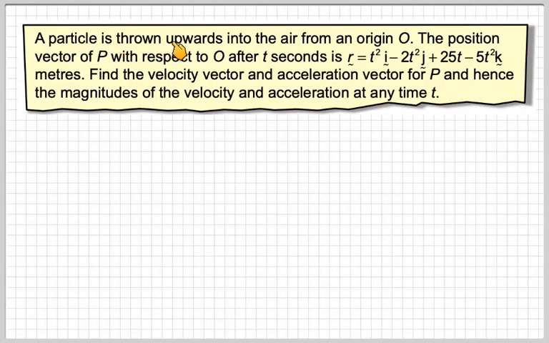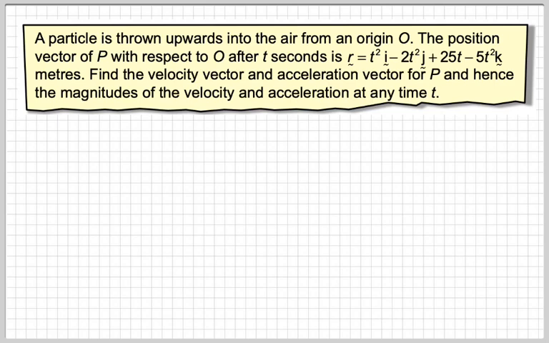A particle is thrown upwards into the air from an origin O. The position vector P with respect to O after t seconds is r = t²i − 2t²j + (25t − 5t²)k meters. Find the velocity vector and the acceleration vector for P, and hence the magnitudes of the velocity and the acceleration at any time t.